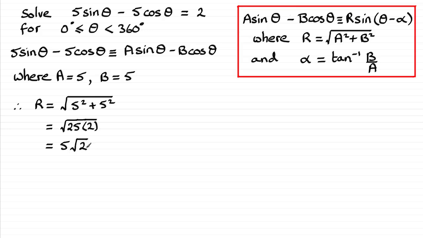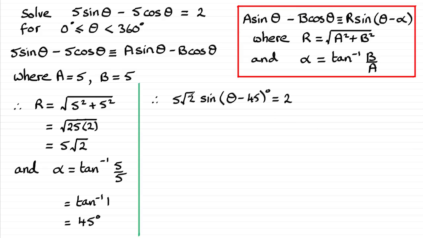So that's our value for r, and alpha is the inverse tan of b over a, so that's going to be the inverse tan of 5 over 5, which leads to the inverse tan of 1, which is 45 degrees. So that means that we can express our equation here using this result, r sine of theta minus alpha. We can express it as 5 root 2 sine of theta minus 45 degrees, and that equals 2. So all we need to do now is divide both sides by 5 root 2.